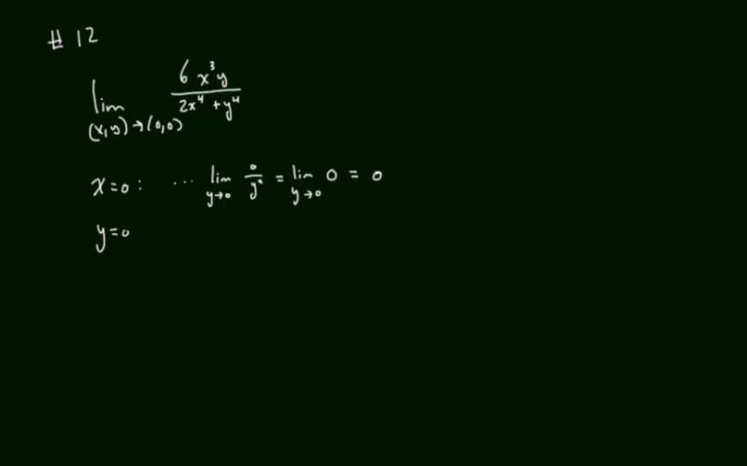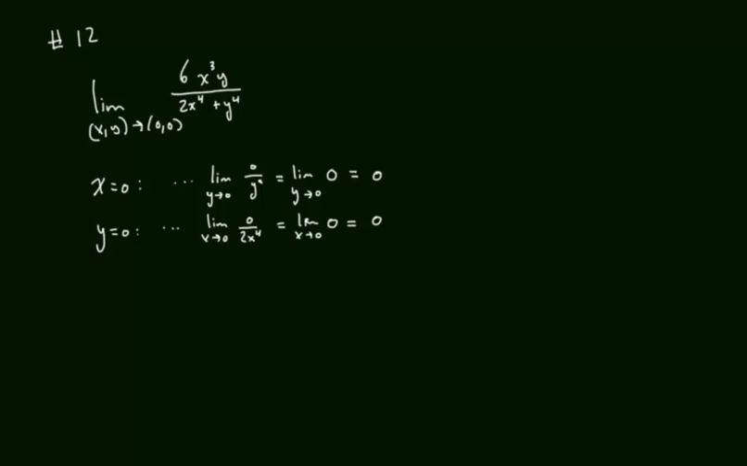In a similar fashion, if we let y equal 0, then that's going to be the limit as x goes to 0 of 0 over 2x to the 4th, which is the limit as x goes to 0 of 0, which is 0. So this does not mean that the limit is 0. And there's nothing I can do in the problem to simplify, so the chances are the limit doesn't exist, and we have to find that magical path that shows a contradiction or shows that it doesn't go to 0.